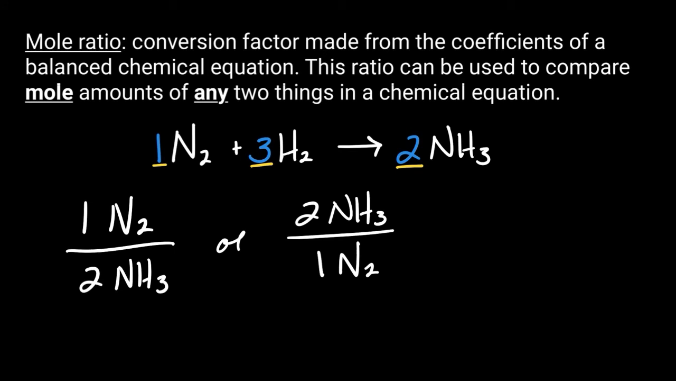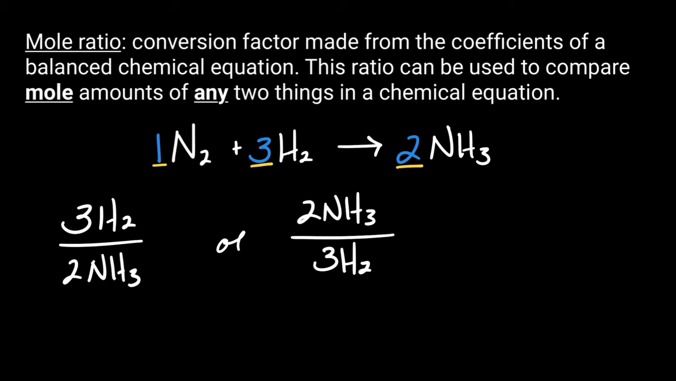I could also write a conversion factor comparing N2 to NH3. So I would write 1 N2 over 2 NH3s, or 2 NH3 over 1 N2. And lastly, I could write a mole ratio between H2 and NH3. So 3 H2s over 2 NH3s, or 2 NH3 over 3 H2s. The mole ratio that I'll use will depend on my calculation, but I'm going to think about H2 or NH3 as being the units in my conversion factor, and I'm going to use dimensional analysis.